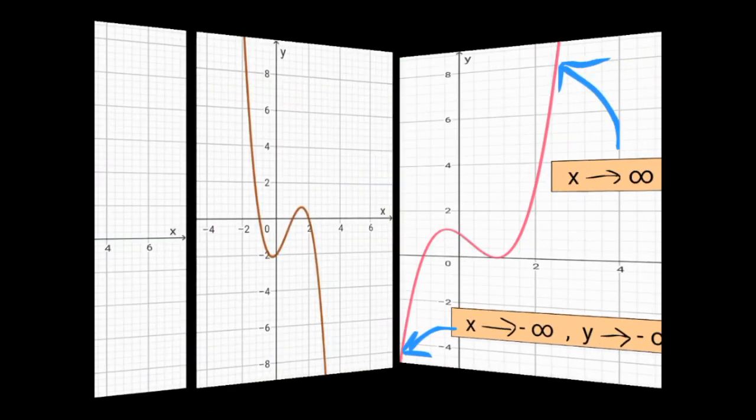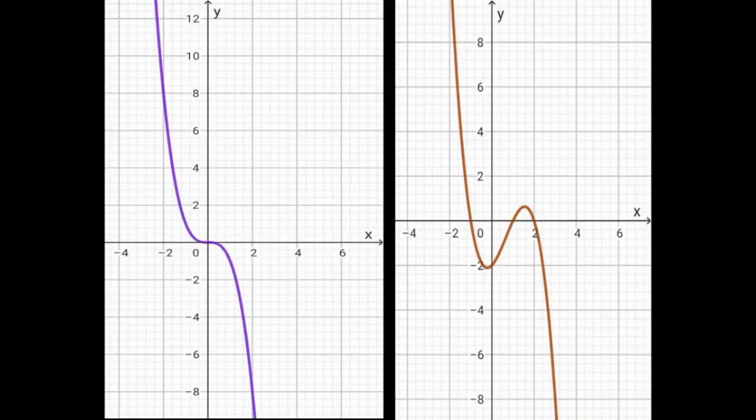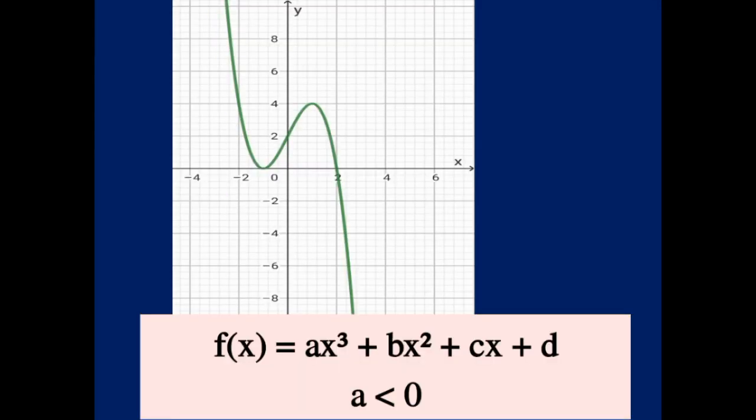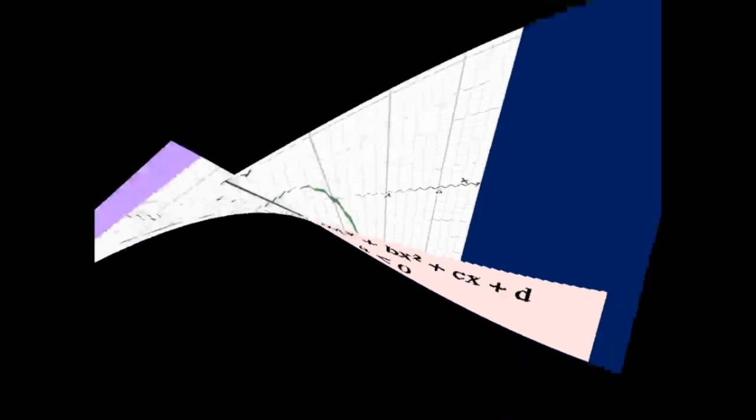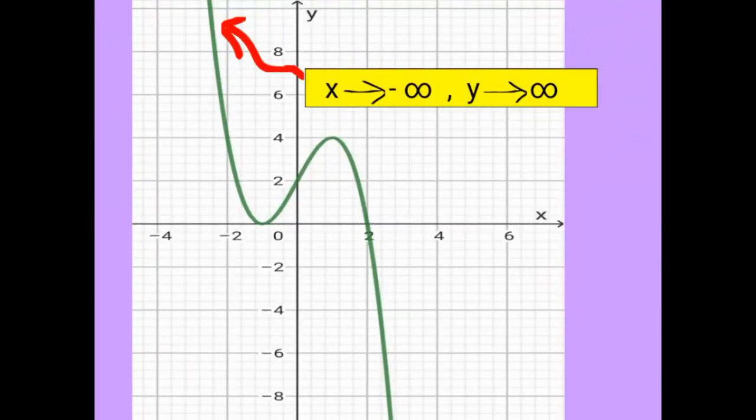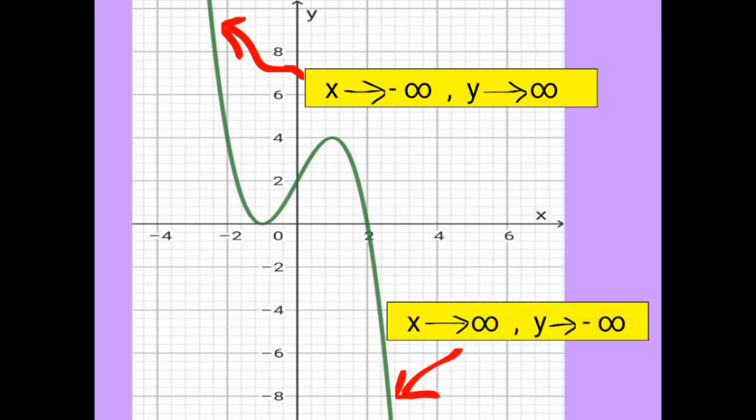These are a few forms of cubic graphs when a is negative. So when the coefficient of x³ is negative, the graph would start from the top left and end at the bottom right. To make it clear, you could say that when x goes to minus infinity, y goes to infinity, and when x goes to infinity, y goes to minus infinity.